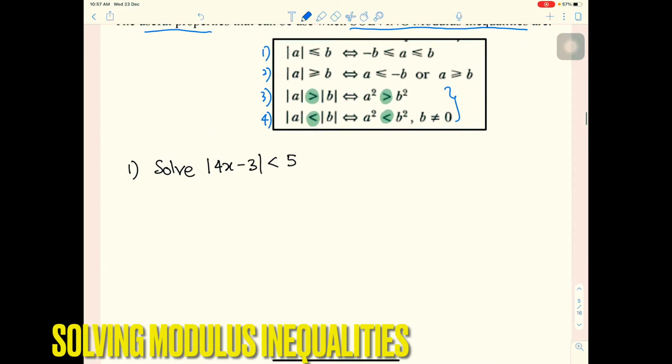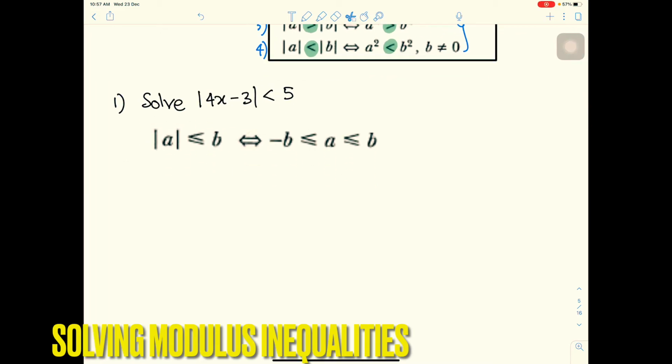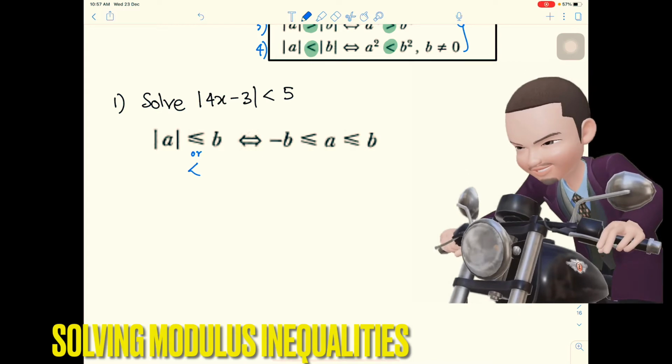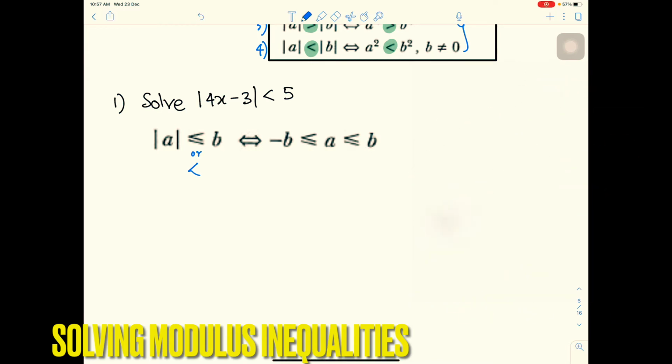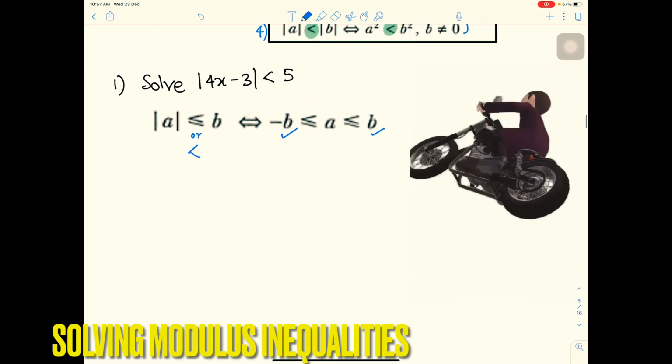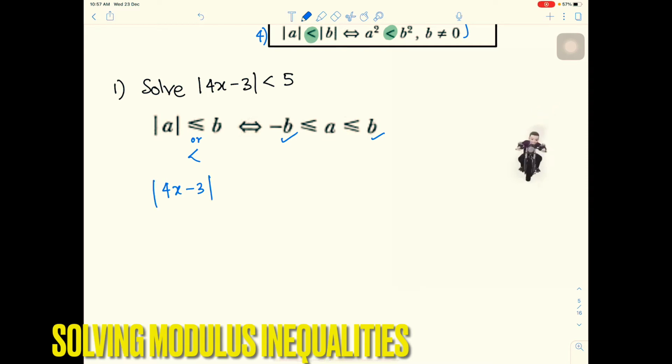From here you can see this is the type of number 1. For type number 1, if modulus A is less than or equal to, or we can also assume less than, B, then A is between negative B and B. Let's solve the equation. Here, modulus of 4x minus 3 is less than 5, so 4x minus 3 is between 5 and negative 5.